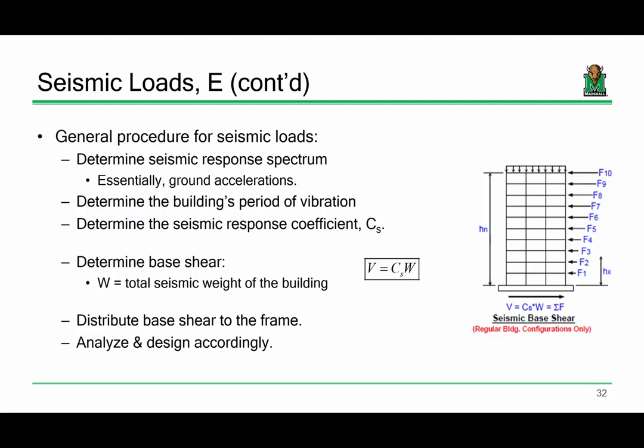That response coefficient, that C sub S, basically tells you how many G's the building is subjected to. So the building has a certain weight. Let's say, just make up a number, the building weighs 1,000 kips. If it's going to be subjected to 0.2 Gs, then that means your total seismic load would be 200 kips.